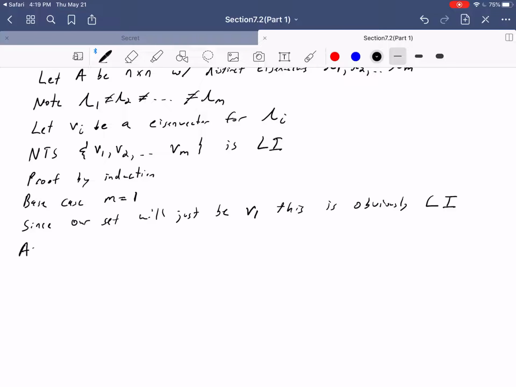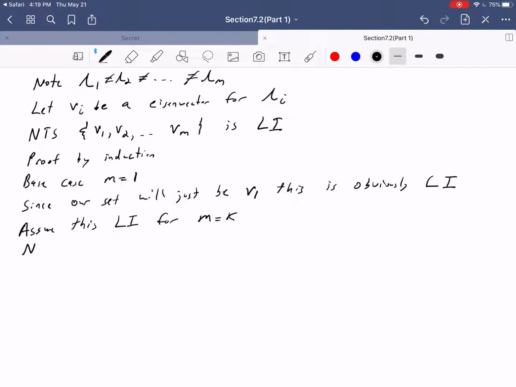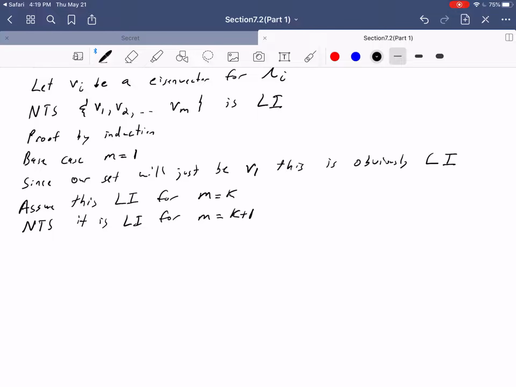So now we're going to assume this is true for m equals k. We're going to say that v1 through vk is guaranteed to be linearly independent. And what we need to show is that it is linearly independent for m equals k plus 1. So if we go one further, if we have k plus 1, then it'll still remain linearly independent. So we need to show that v1, v2, down to vk, comma vk plus 1 is linearly independent.